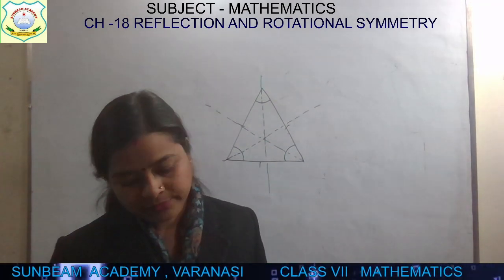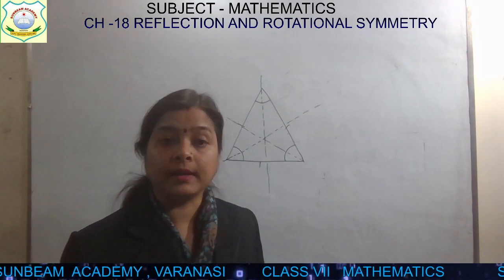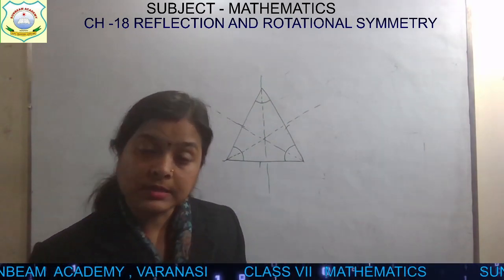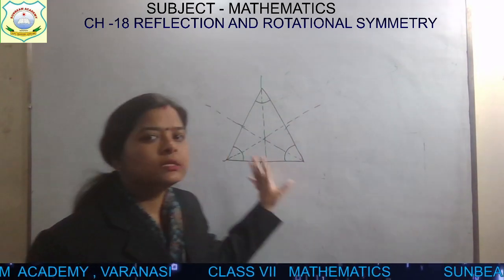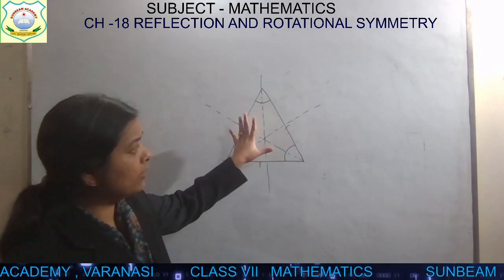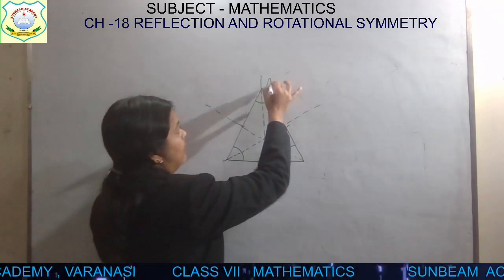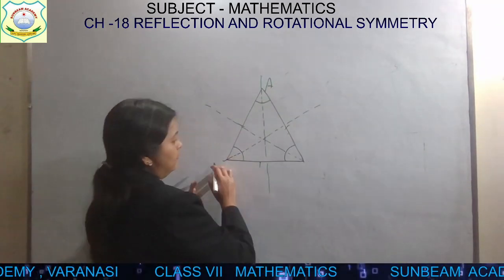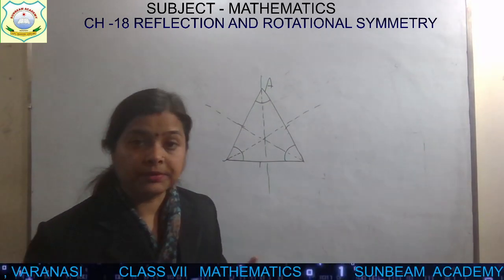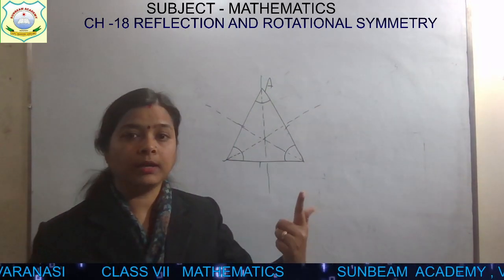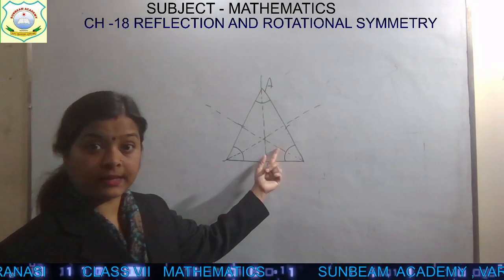What is the order of rotational symmetry of an equilateral triangle? Now what will the order of rotational symmetry be? 3. Order of rotational symmetry means when you rotate it, when A will come here, then come to this side and again go back to that side, then this is the rotational symmetry. In a complete rotation, how many times will you get the same figure?